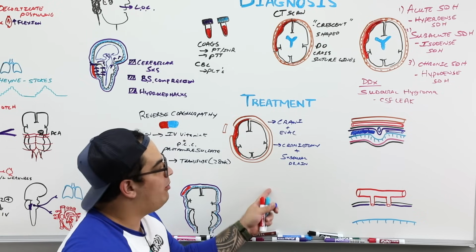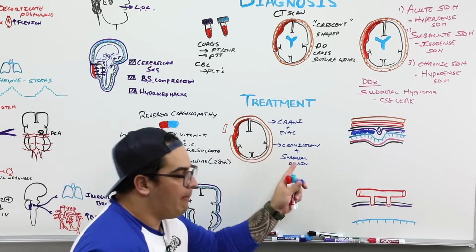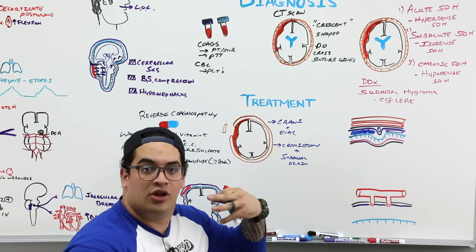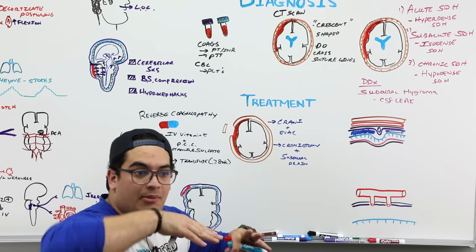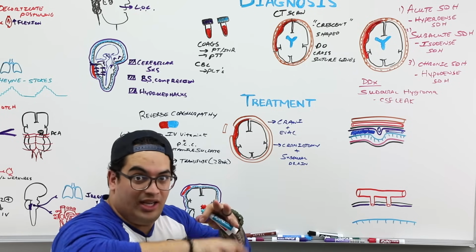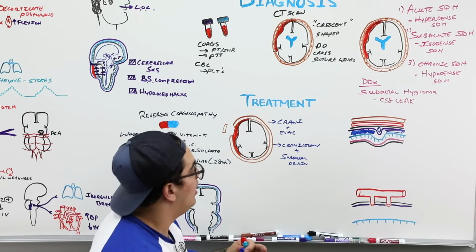So these are things that could be employed. But again, the important neurosurgical intervention is craniectomy with an evacuation of that hematoma, or maybe a craniotomy and put a subdural drain in there to continue to keep draining that blood out.